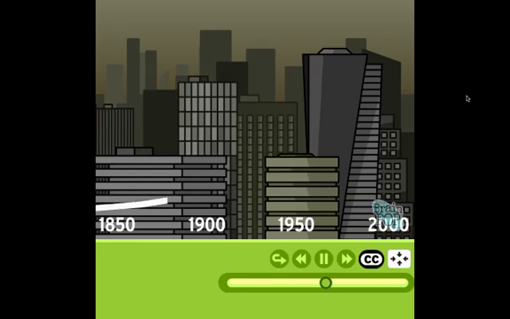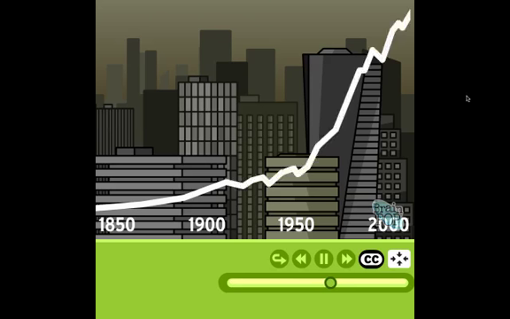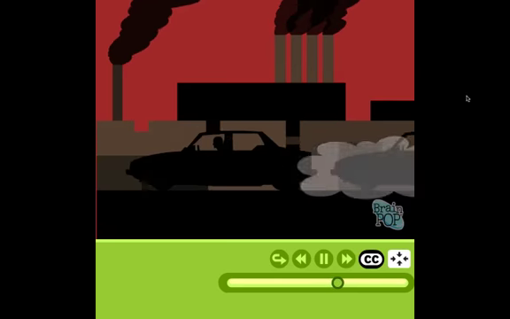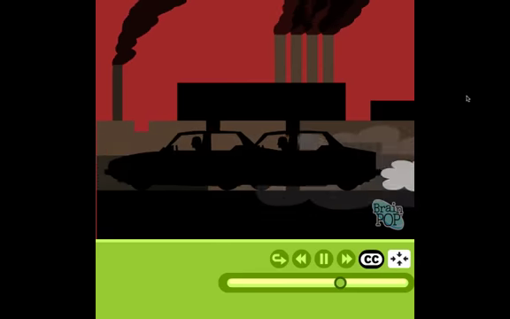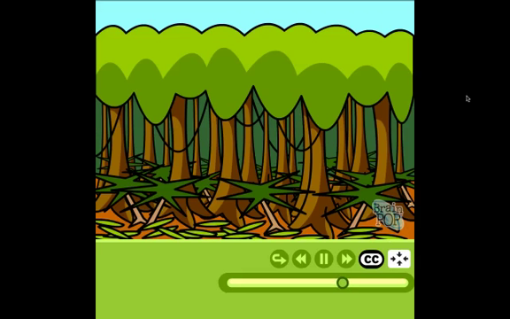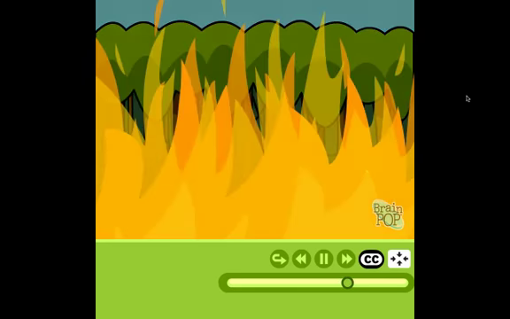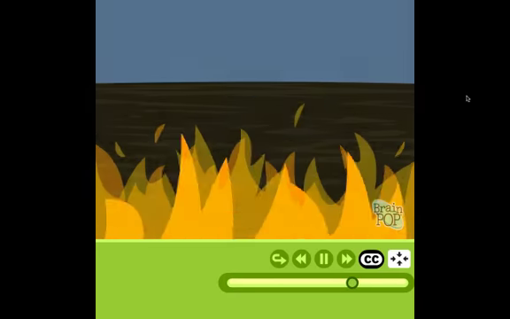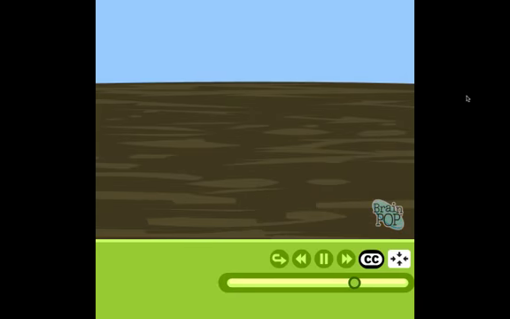Lately, the cycle seems to have been thrown out of balance. More and more carbon dioxide is entering the atmosphere every year. It's probably because of human activities. We create tons of carbon dioxide by burning fossil fuels. And the clearing of rainforests in South America and Africa makes the problem worse in two ways. First, the burning trees add carbon dioxide to the atmosphere. And second, once the trees are gone, they're not soaking up any more carbon dioxide.